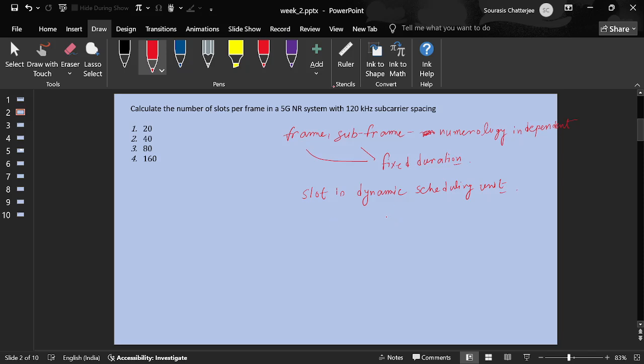let's talk about the slot duration and subframe duration. And another column, let us have subcarrier spacing.